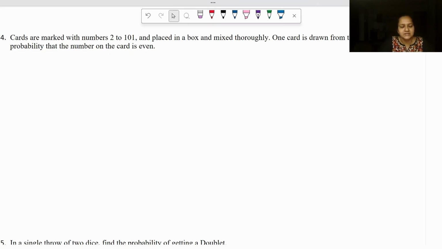The fourth question reads as, cards are marked with numbers 2 to 101 and placed in a box and mixed thoroughly. One card is drawn from this box. Find the probability that the number on the card is even. So break down the question and understand what the question is.